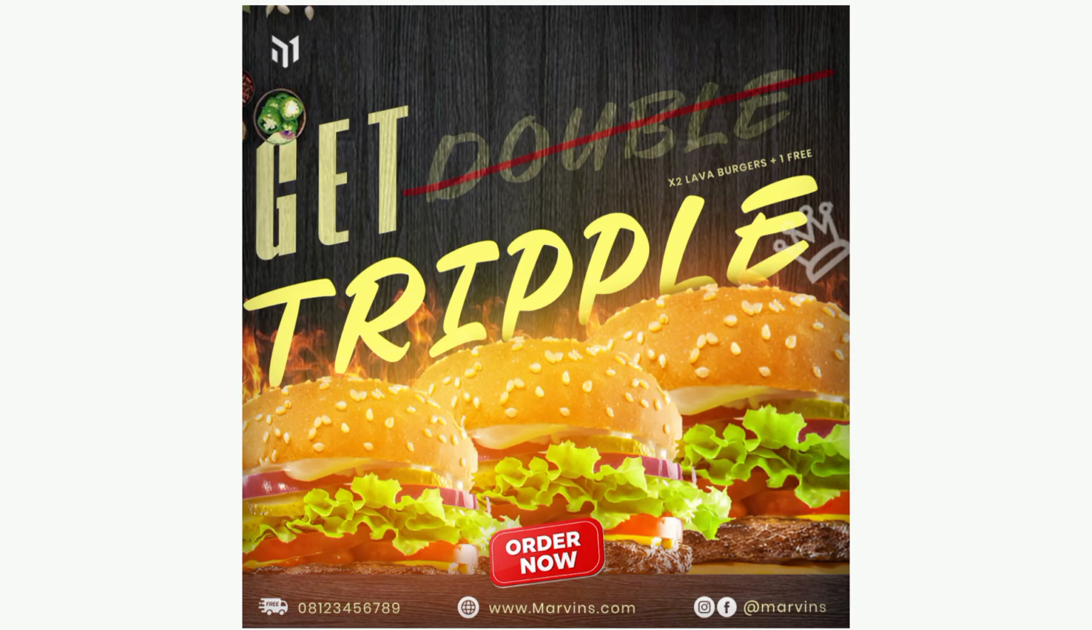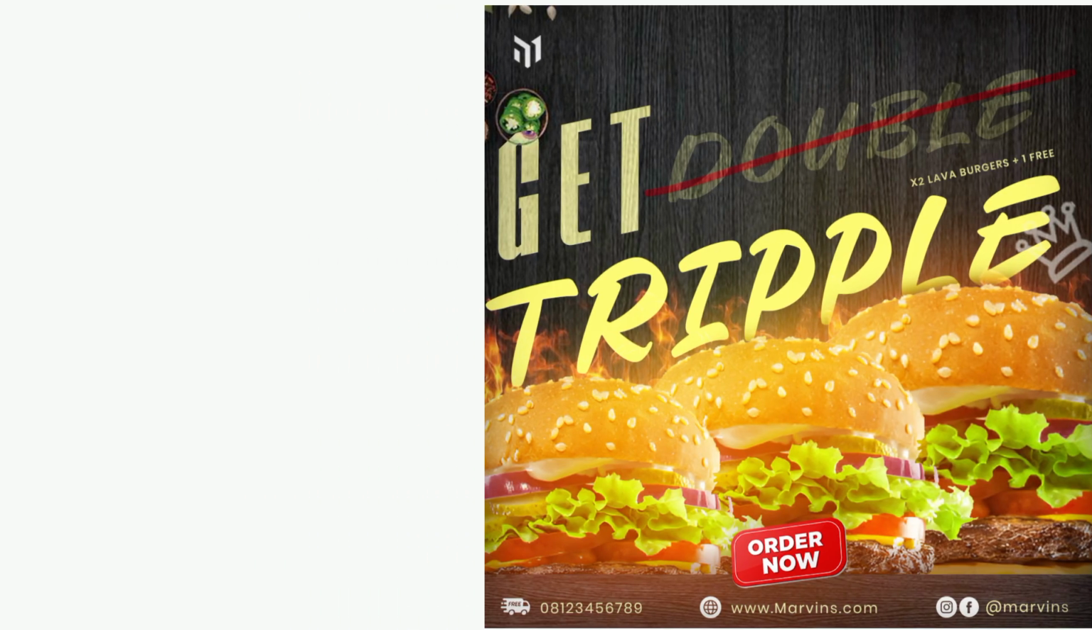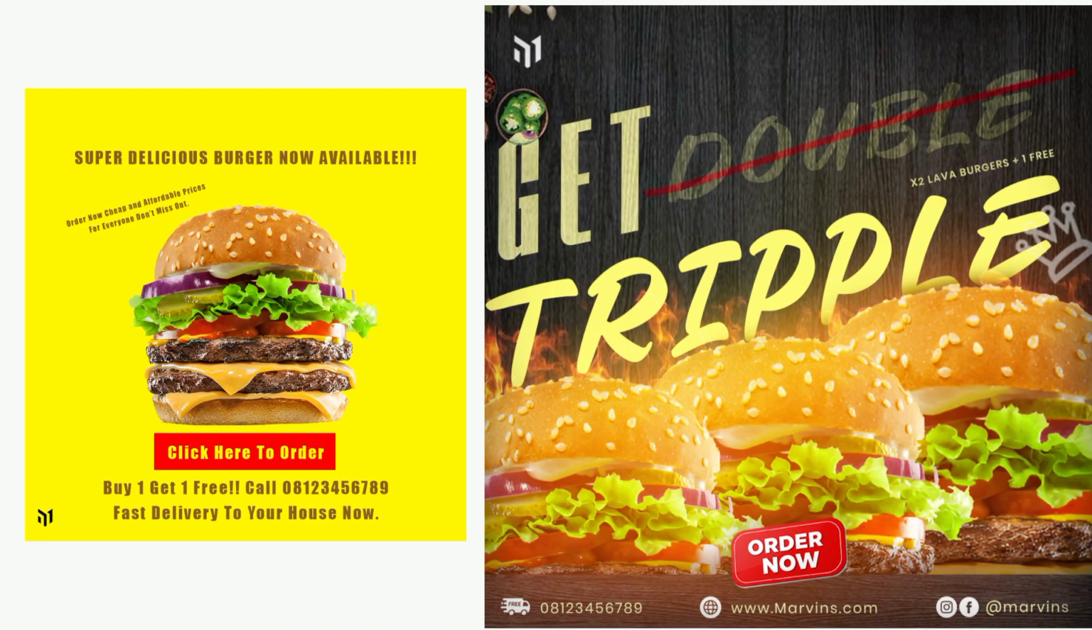When you look at it here, it says get triple, not double, get triple, a triple deal. You're gonna get 2 lava burgers plus 1 free, and you can order it right now on our website or give us a call and get free delivery. When people see this, they start thinking, hey, I'm getting a deal here. I'm getting 3 amazing burgers at probably a cheaper price, and they're offering free delivery. Why don't I check these guys out? This makes the flyer much more valuable than this trash that I saw online.